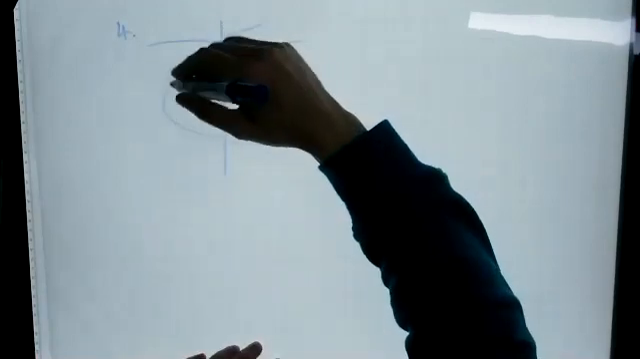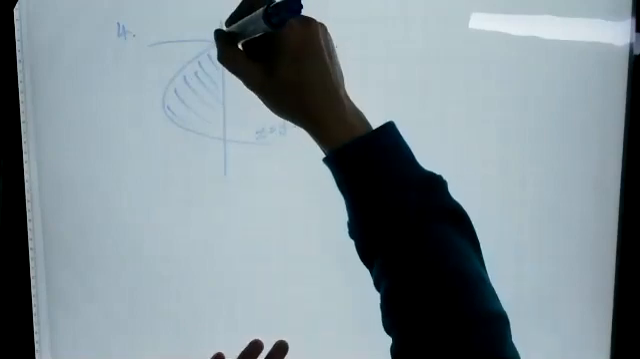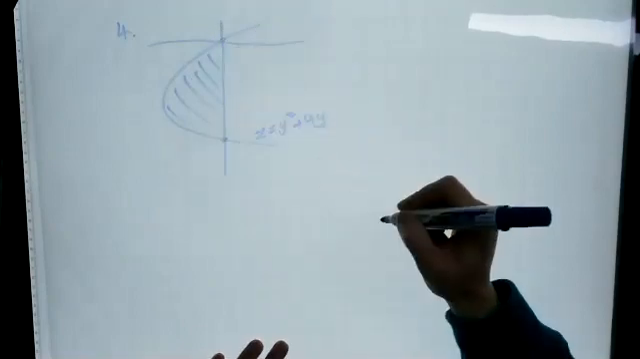So x equals y squared plus 4y. Find the area bounded by the curve and the y-axis. So we need to find where the curve crosses the y-axis, where x equals 0.